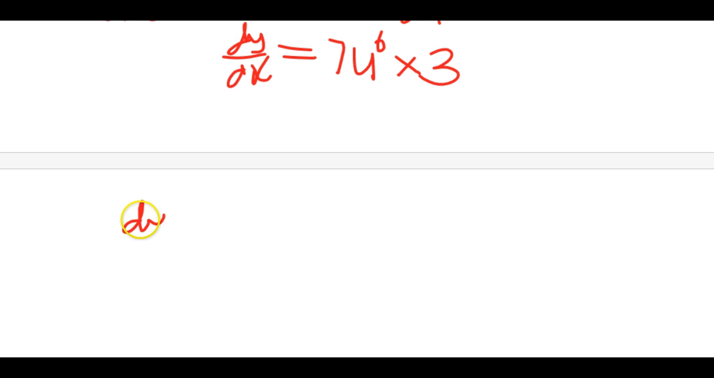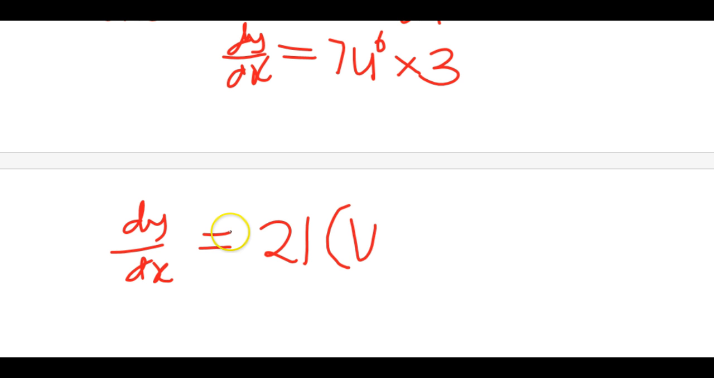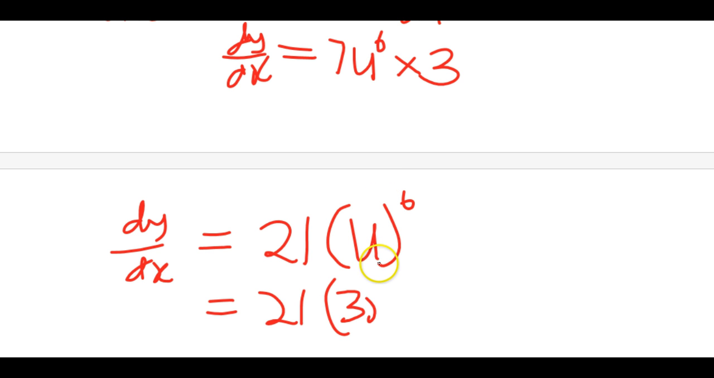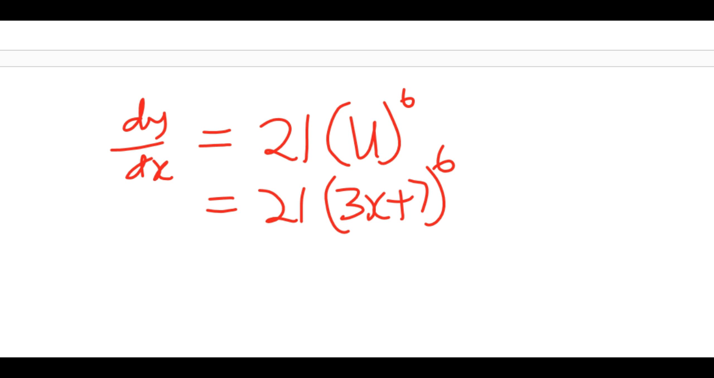So dy/dx can be simplified as 3 times 7, which is 21, times u to the power 6. And what is our u? u was written as 3x plus 7, so the result is 21 times (3x + 7) to the power 6. You see, we had the same answer as the first one. So that is the bottom line of the principle.